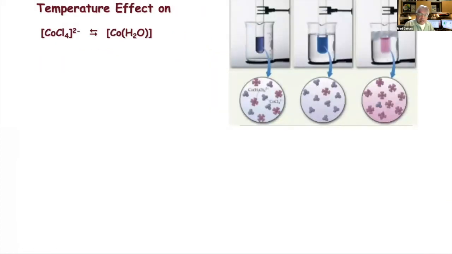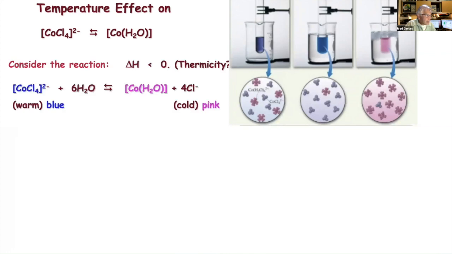So this is what you guys will do in today's lab. It's the equilibrium between cobalt tetrachloride and hexaaqua cobalt. So take a look at this. The cobalt tetrachloride is a blue solution. You can see that in this diagram right here. When the chlorides come off and are replaced by water, that solution is sort of pinkish.